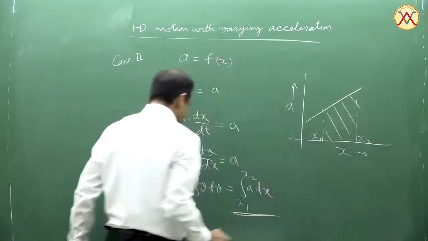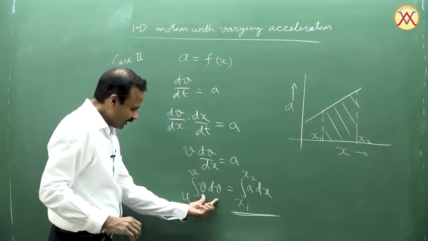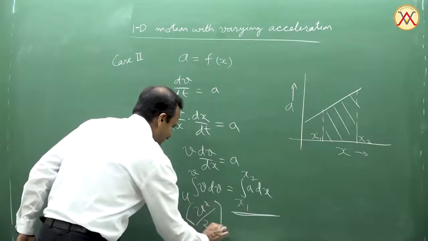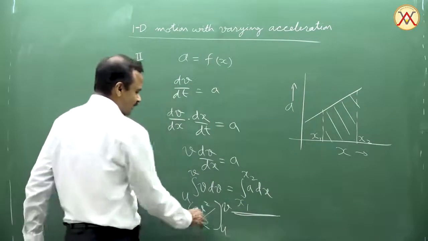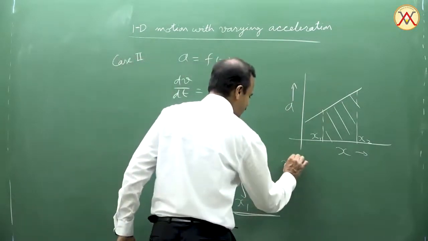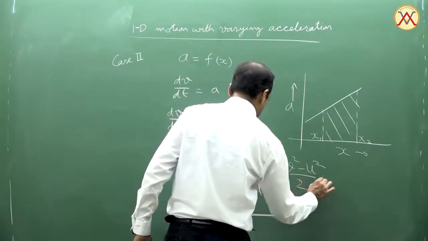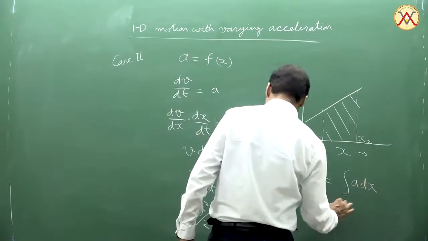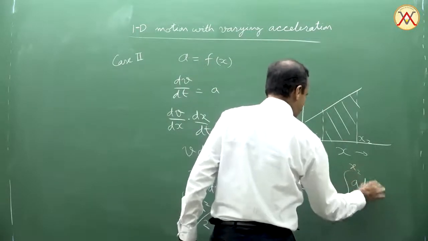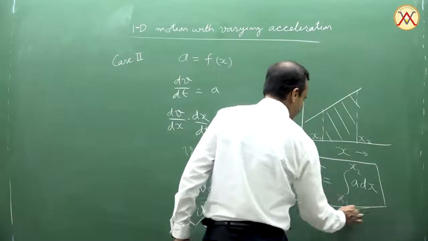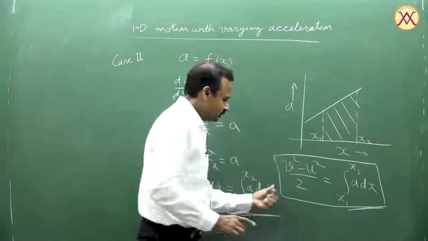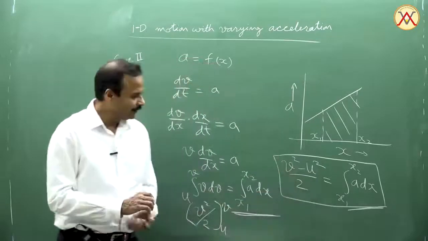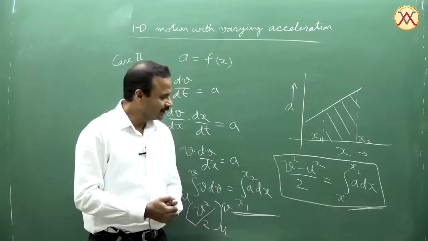So this area, what is it equal to? If you look at the left hand side, this we can integrate. Integral of v is your v square by 2 within the limits u to v. So it can finally be written as v square minus u square by 2, and this is equal to this area, integral of a dx from x1 to x2. So the area under the acceleration position graph gives you v square minus u square by 2. So knowing the value of u, we can find v using this relationship.